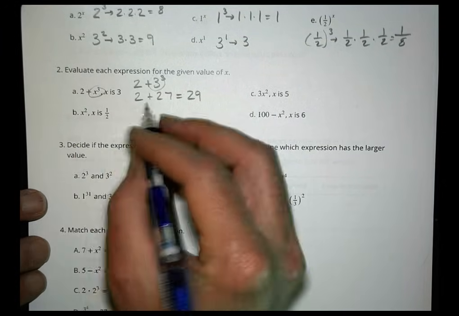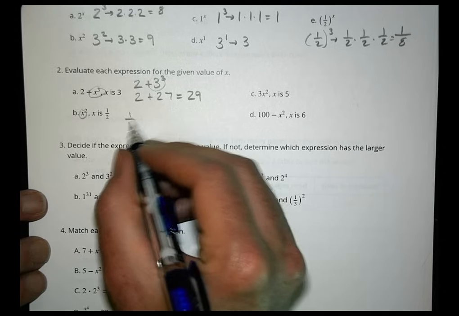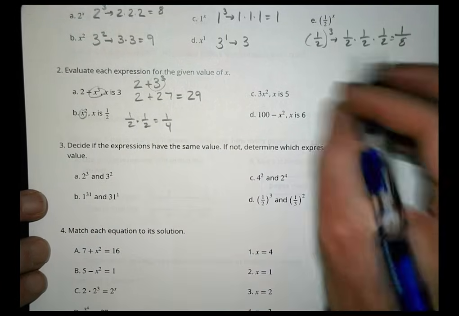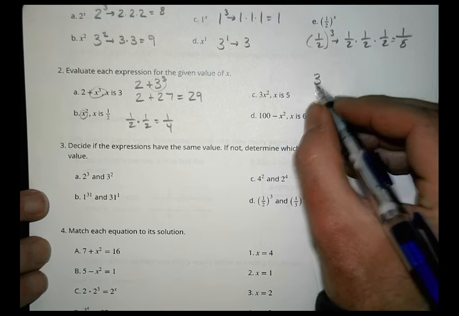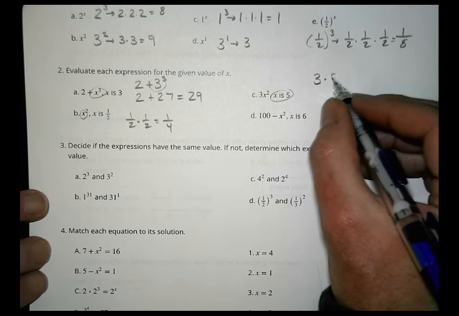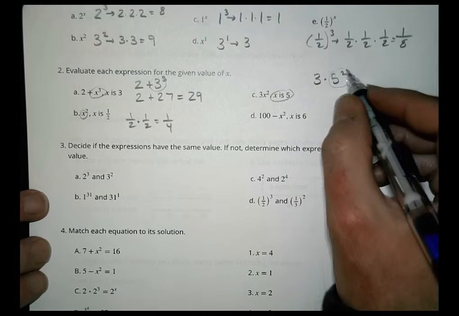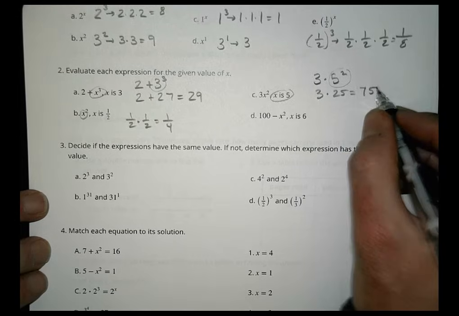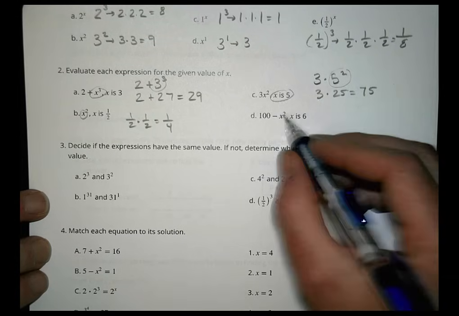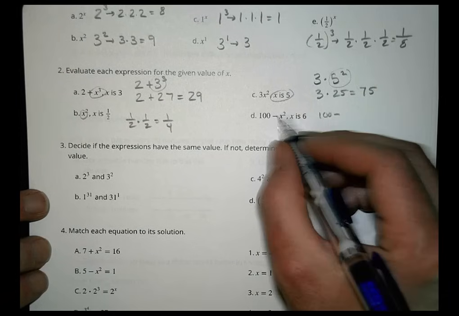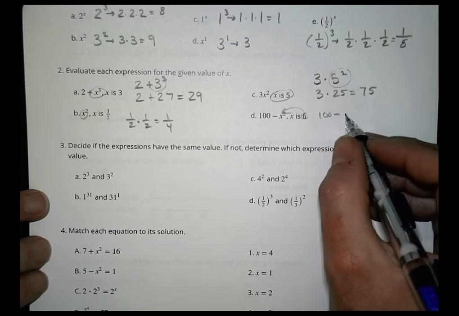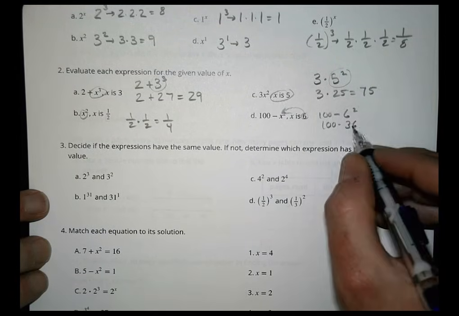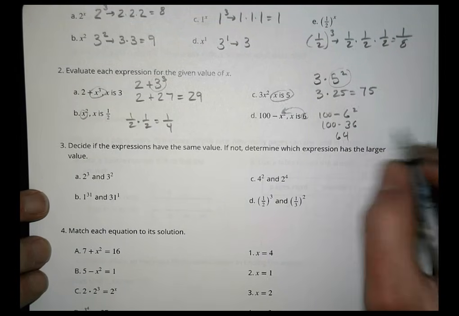This next one, x is a half, so we're going to do half squared. So 1 half times 1 half equals 1/4. Our next one, c, we have 3 times, if x is 5, 5 squared. And so 5 squared is 25, so 3 times 25, and 3 times 25 is 75. And the last one, we have 100 minus, and we do 6 squared. 6 squared is what? It's 36, and 100 minus 36 is simply 64.